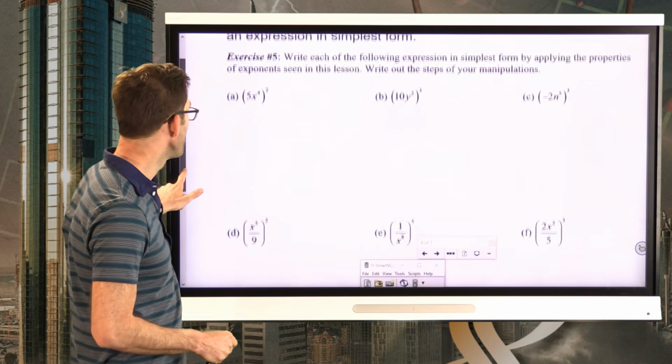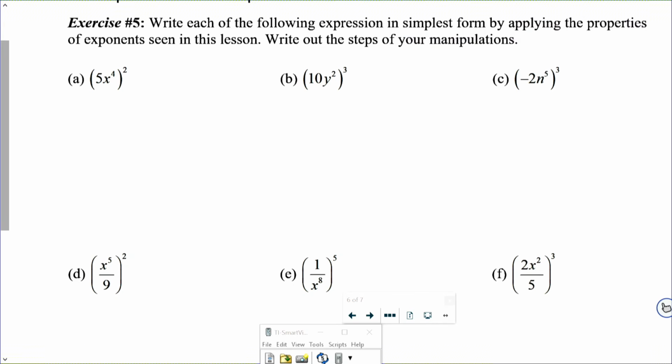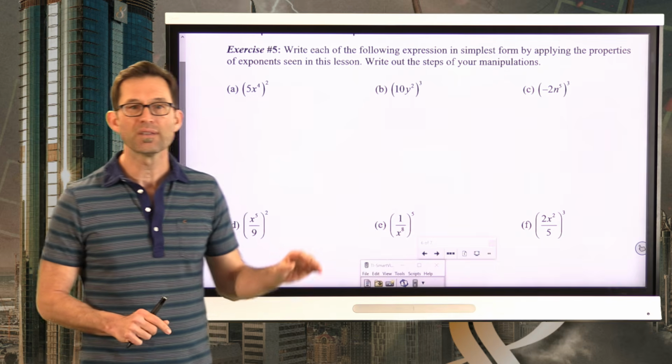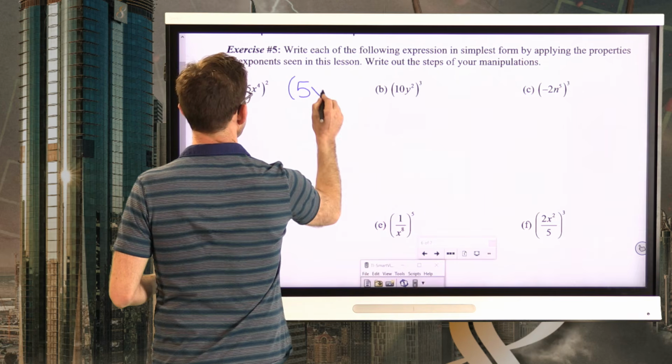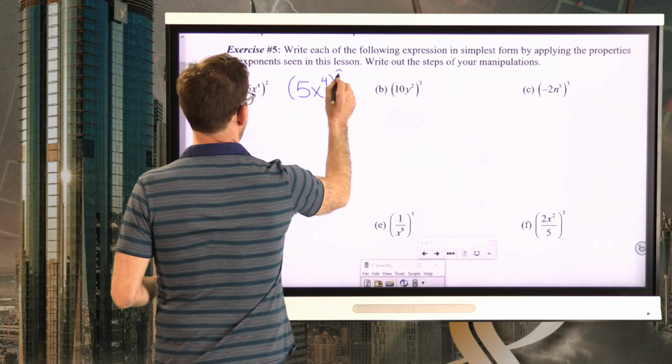Let me bring it up to the top of the page. Let's take a look. Write each of the following expressions in simplest form by applying the properties of exponents seen in this lesson. Write out the steps of your manipulations. Okay, great. So let's take a look at letter A. Again, I'm going to write this a bit bigger. I've got 5x to the 4th, squared.